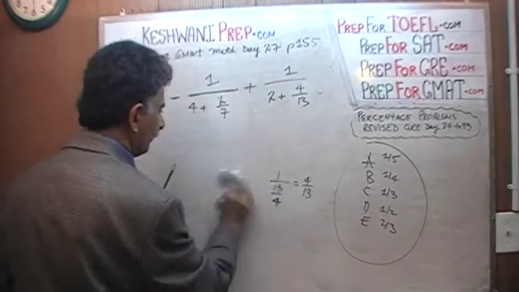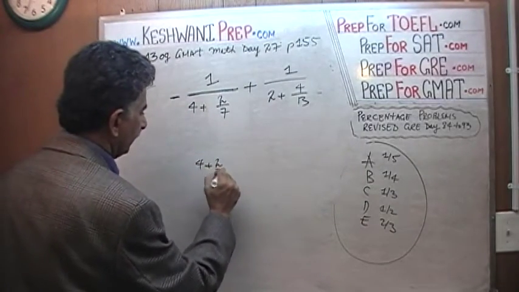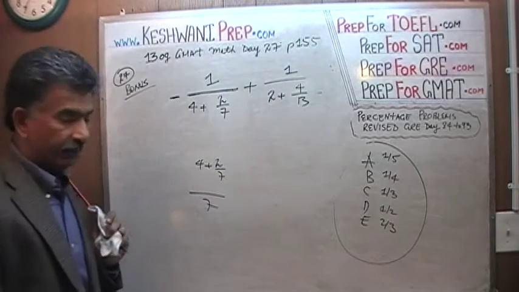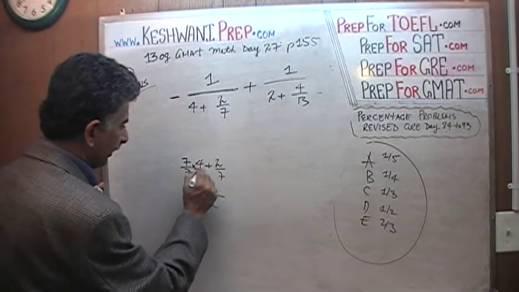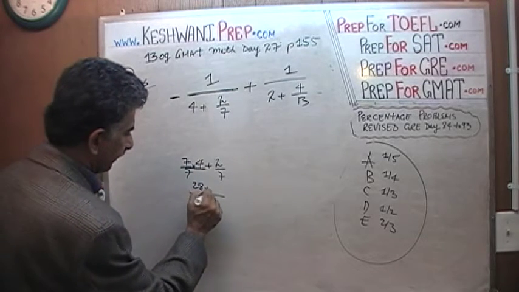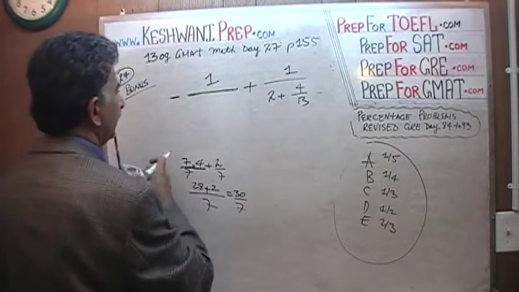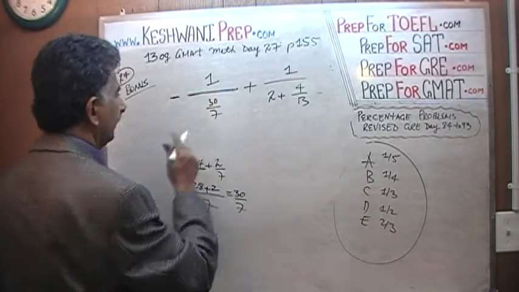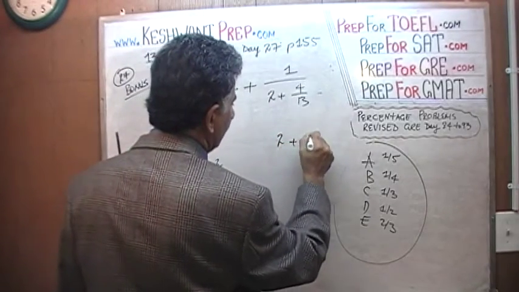We repeat the same procedure again for these guys here. So 4 plus 2 over 7 is going to be, take the common denominator of 7. In other words, we multiply the top and the bottom by 7, so they have the same denominator of 7. So we have 28 plus 2, which is 30 over 7. So this becomes 30 over 7. And similarly here, we have 2 plus 4 over 13.